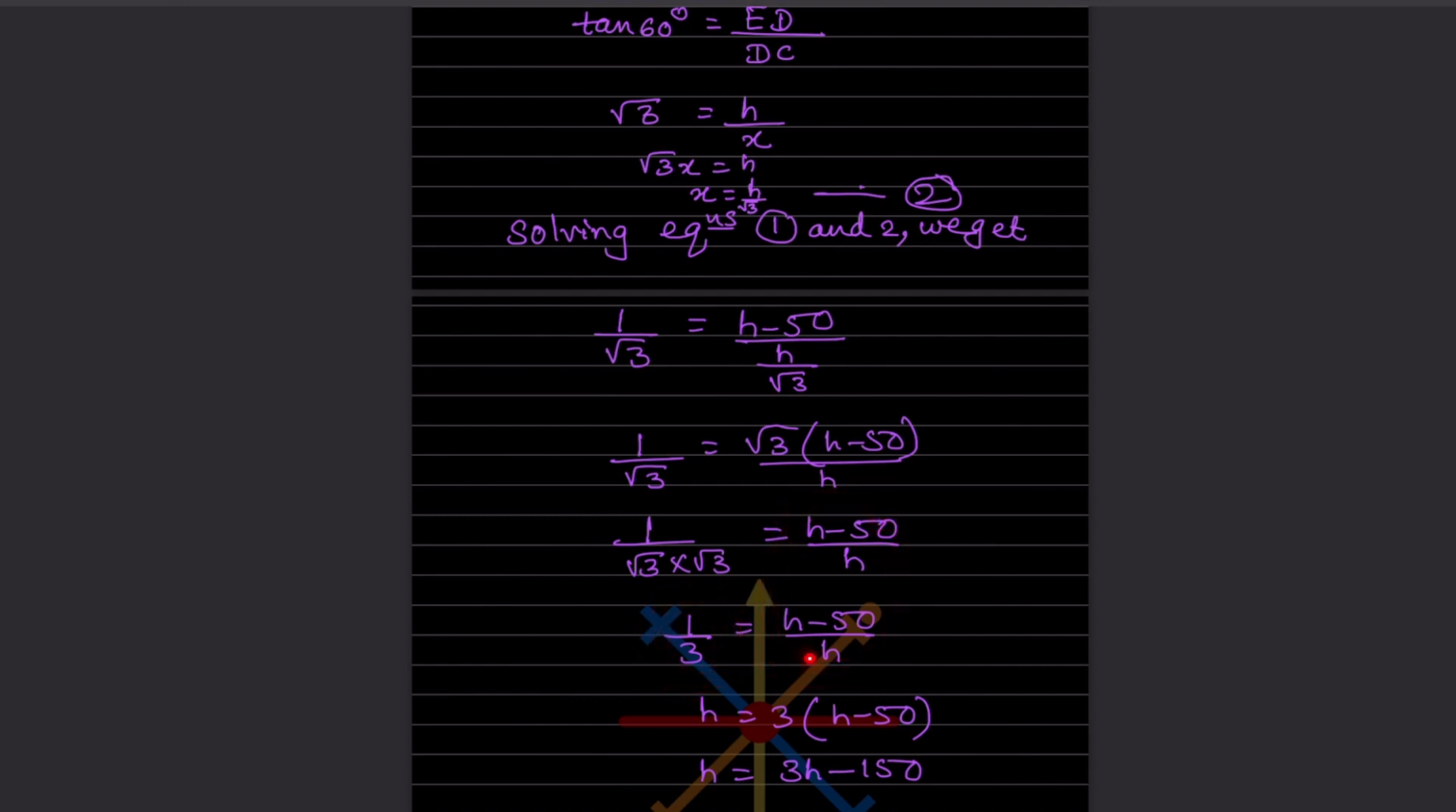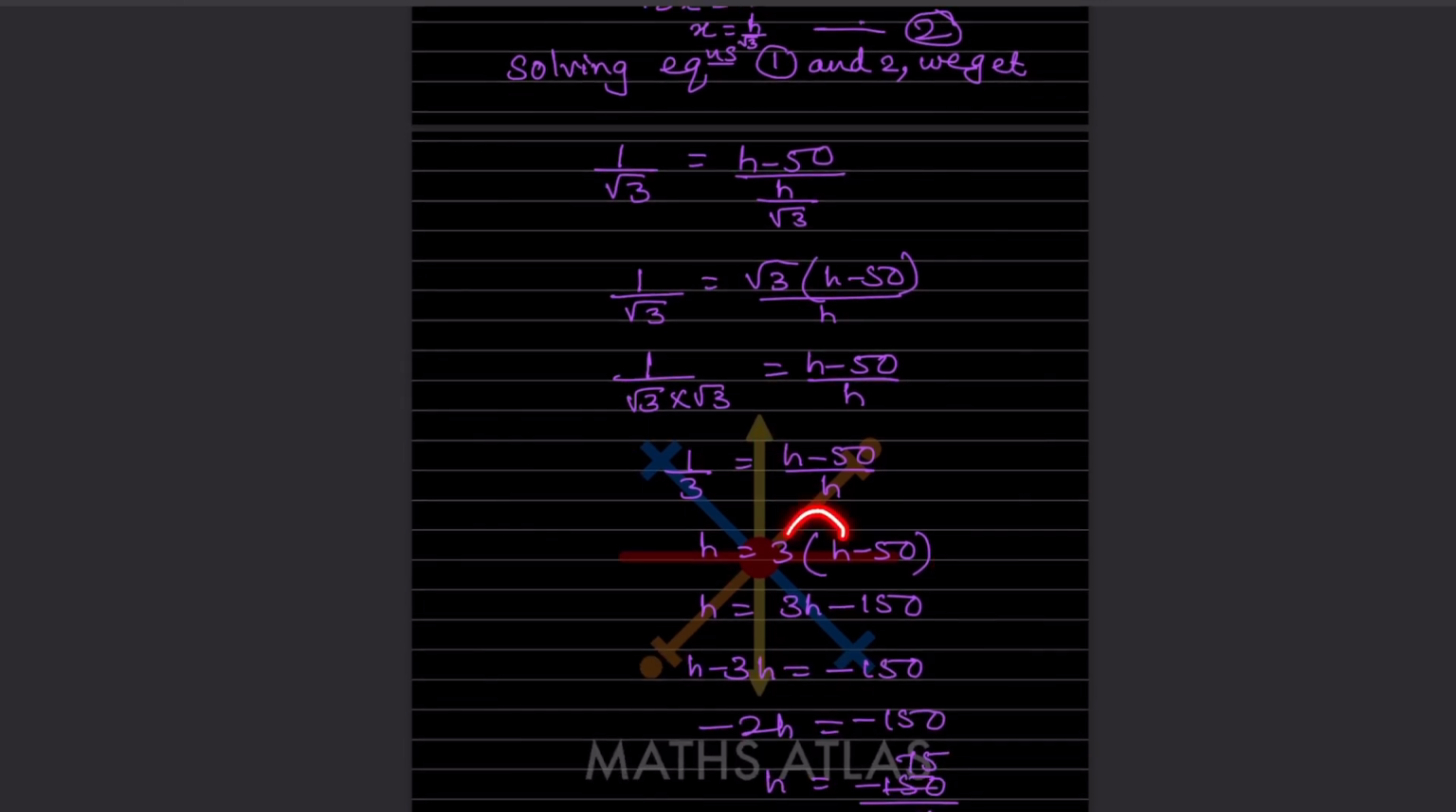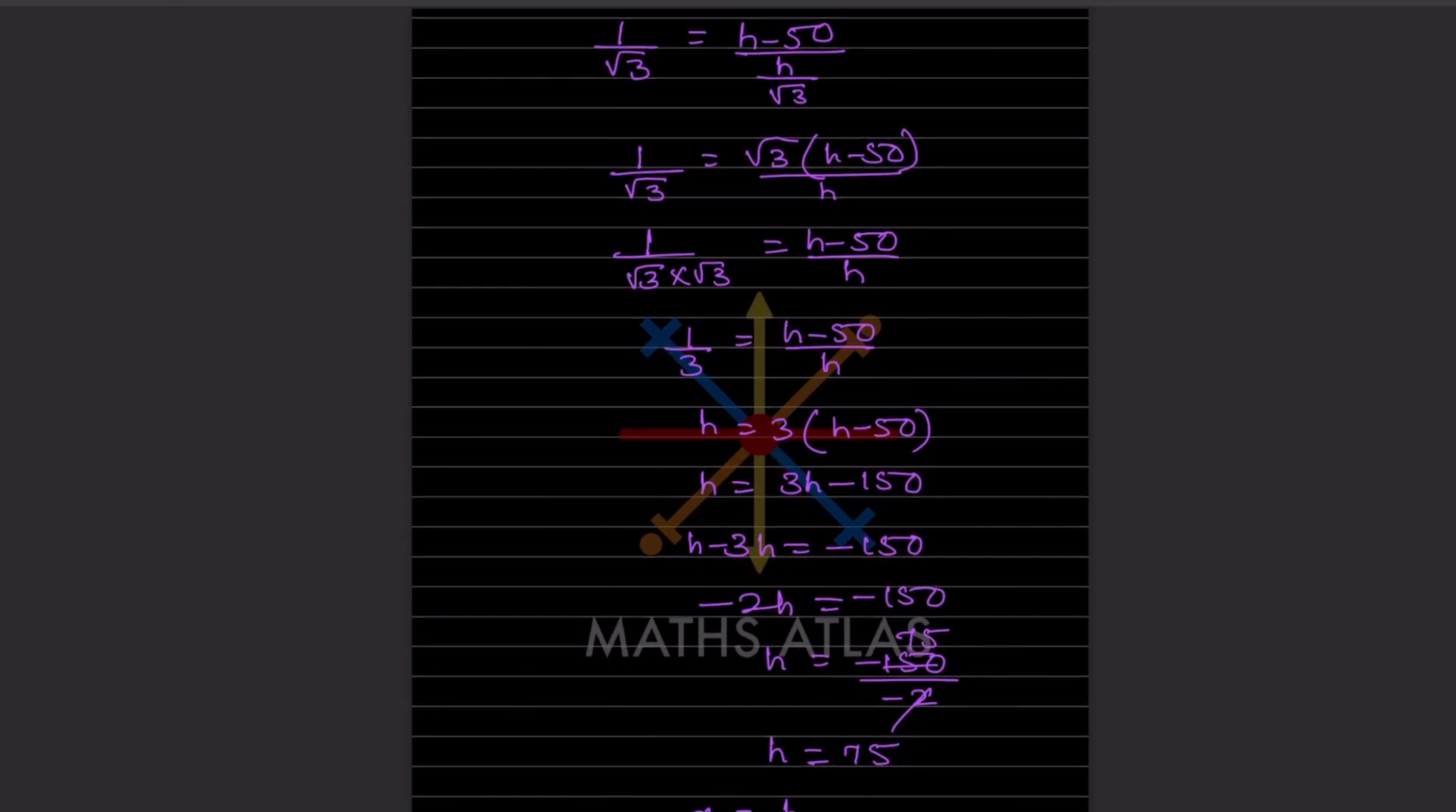So now when we cross multiply this, h is going to be 3 into h minus 50. So we can expand this one: 3h minus 150. So h, let us take on the other side. So h minus 3h, that is 1 minus 3, which means minus 2. Minus 2h is minus 150.